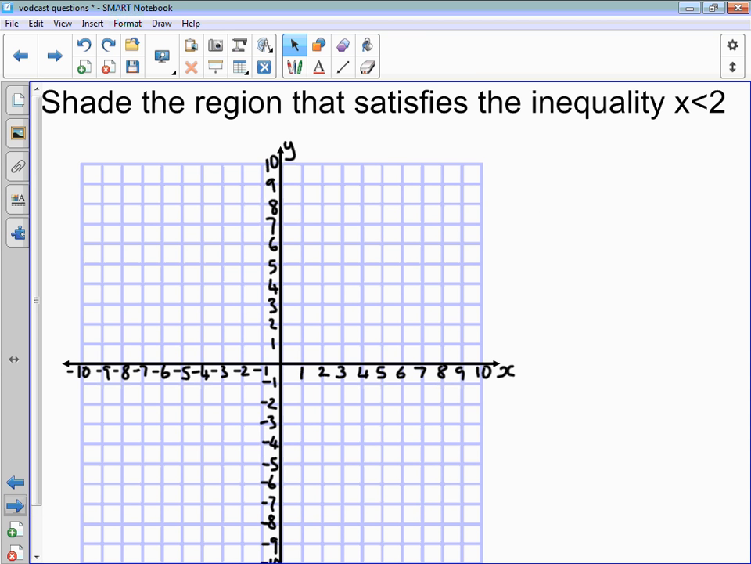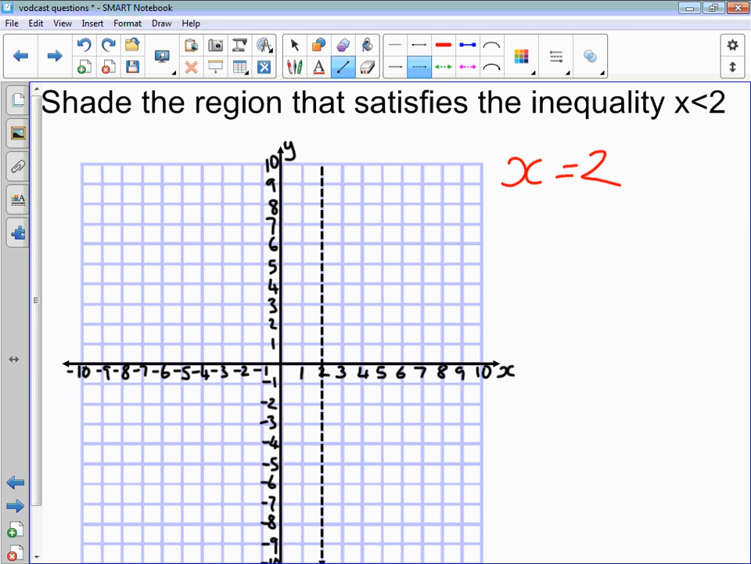So the first one we've been given is to shade the region that satisfies the inequality x is less than 2. So the first thing I'm going to do is draw the line x equals 2. And because my inequality is just a less than and does not include an equal sign as well, I'm going to use a dashed line. I'm going to draw in x equals 2 using a dashed line.